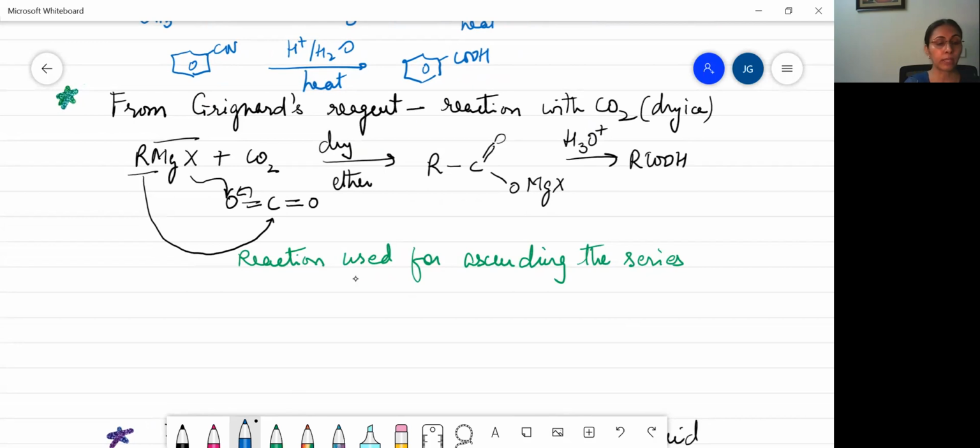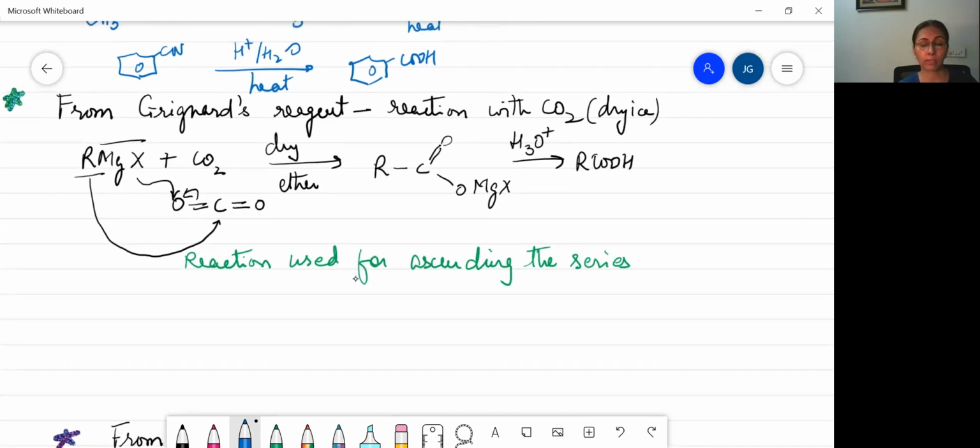Okay. Now in this case, again, you'll have an addition reaction. In Grignard reagent, the alkyl group carries a negative charge. So this will attack this carbon, which has a partial positive charge because of the presence of two oxygens on either side. And MgX will go to oxygen. So you get an addition product, which upon hydrolysis will give you the carboxylic acid.